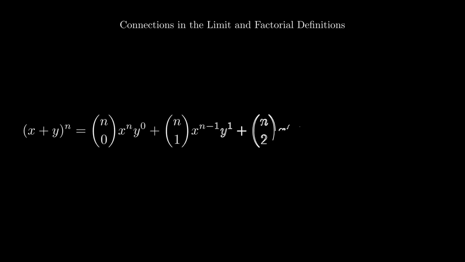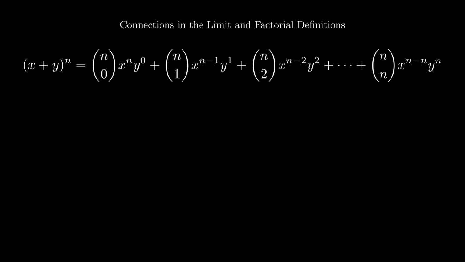Thus, the general form for the expansion of a binomial raised to a power is n choose 0, x to the power of n, y to the power of 0, plus n choose 1, x to the power of n minus 1, y to the power of 1, plus n choose 2, x to the power of n minus 2, y to the power of 2, all the way to n choose n, x to the power of n minus n, y to the power of n. Take a second to ensure that this result makes sense.